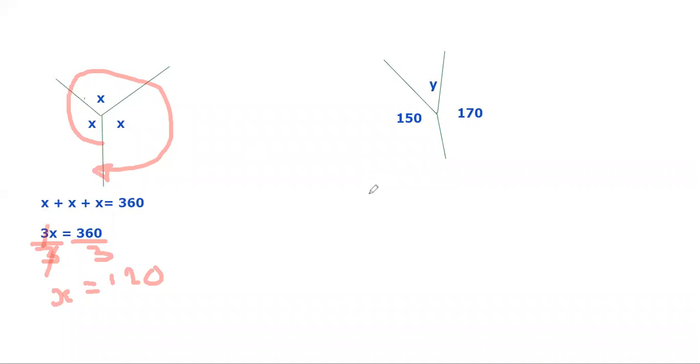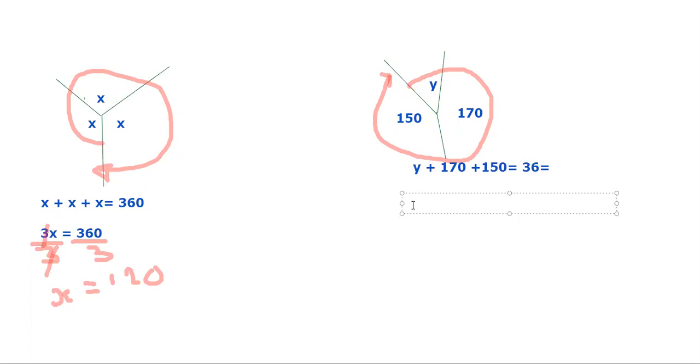The same way here, I can start from here and then come back. Y plus 170 plus 150 is equal to 360. What do you get from there? 170 plus 150 should give you 320. Oh, I'm sorry about here. I'll rewrite this again. That is the problem now.